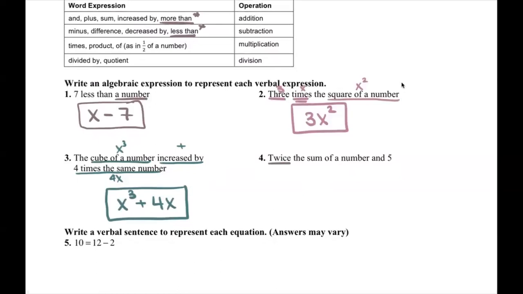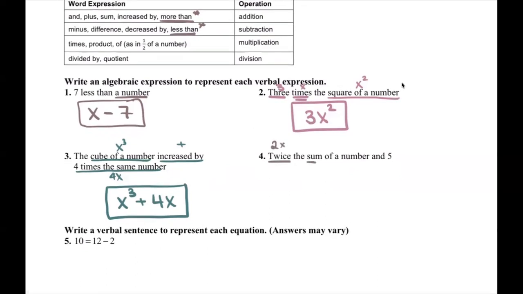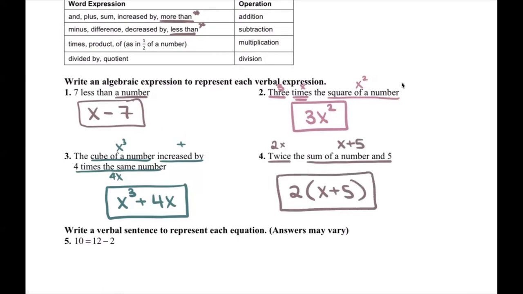Okay, twice, that means 2 times. Twice is 2 times. 2 times what? The sum of a number and 5. So the sum of a number and 5. Putting that together, I'm going to do 2 times parentheses, x plus 5. Okay, so that's how I would translate from verbal expression to algebraic expression.